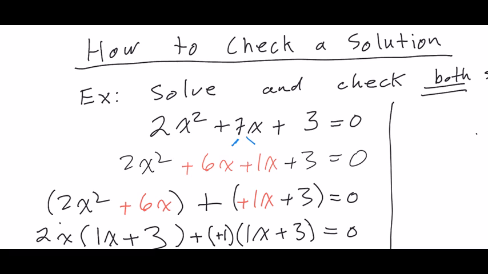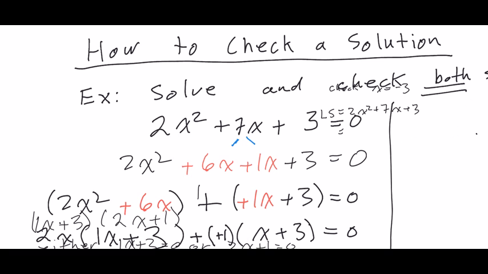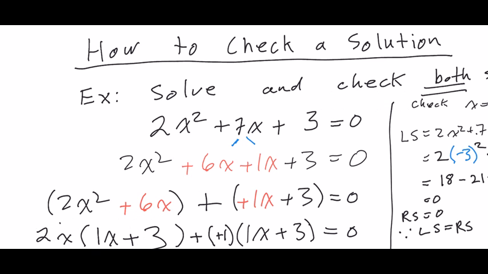So now, what we're going to do is check our solutions. And I want you to use the following method for checking. You write, well, check x equals -3. The left side of the equation was originally 2x squared plus 7x plus 3. Now what we're going to do immediately is substitute. Now please remember to use brackets.